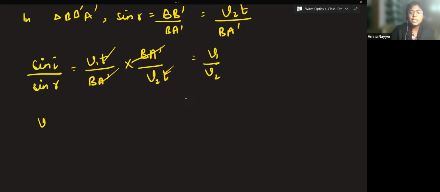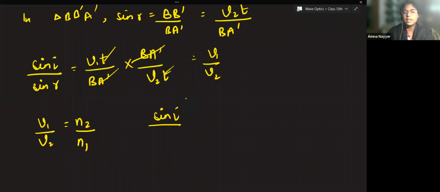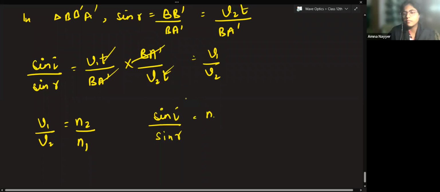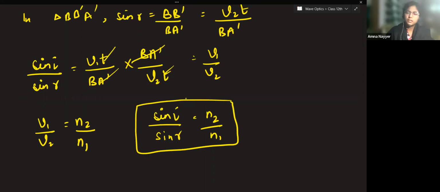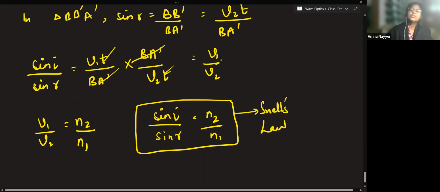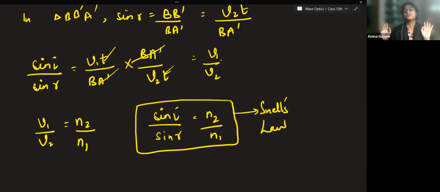Class, V1 by V2 is already equal to N2 by N1. This is a relation that we already know. This is a formula. Keep it in here. Sin I by sin R is equal to N2 by N1. Can anyone recall? Is it some law? Is it some formula? Any law is this? Snell's law. Yes, correct. So this is Snell's law. So Snell's law is proven. Your refraction part is true. So both the laws are proved.